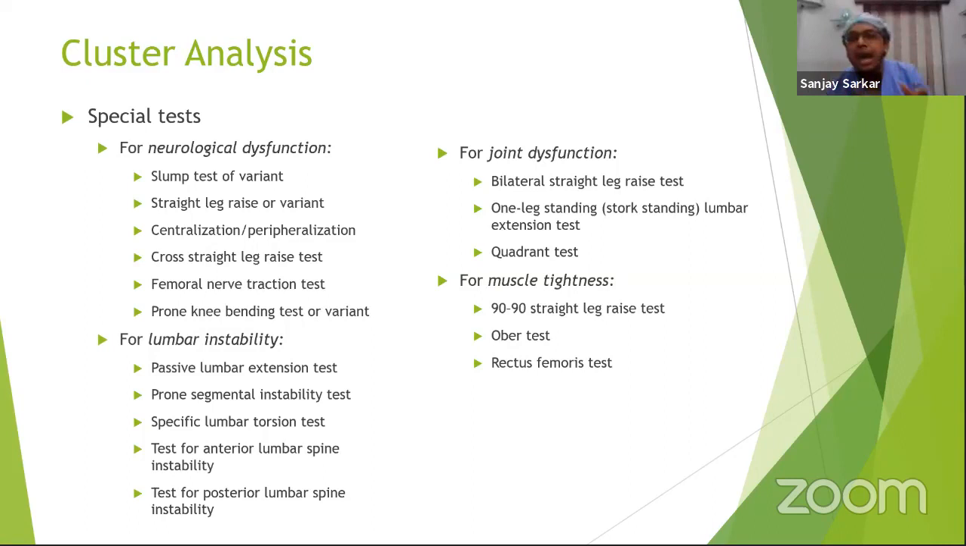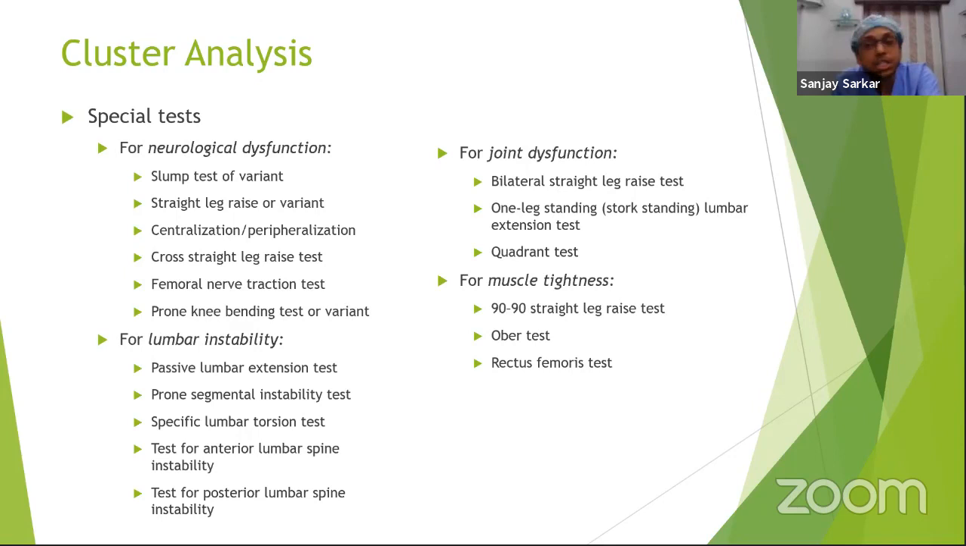Either you have already done these tests, you are probably reading McGill, and most of the tests are in McGill, or if not, you can certainly go to YouTube and find vast resources for understanding any of these tests. But what I need you to know is, don't just do simple SLRs.